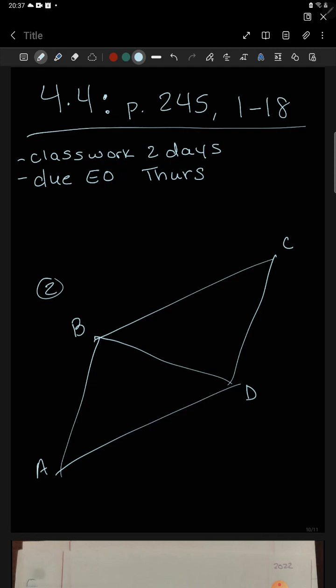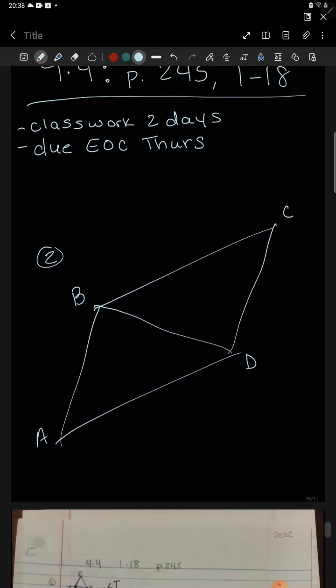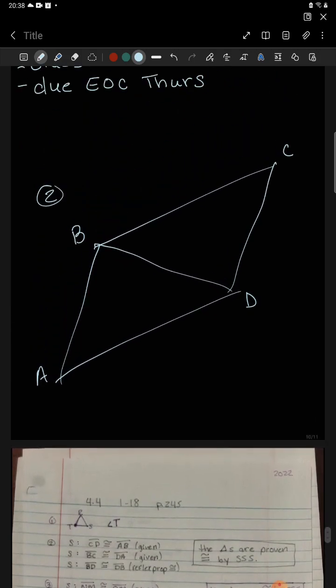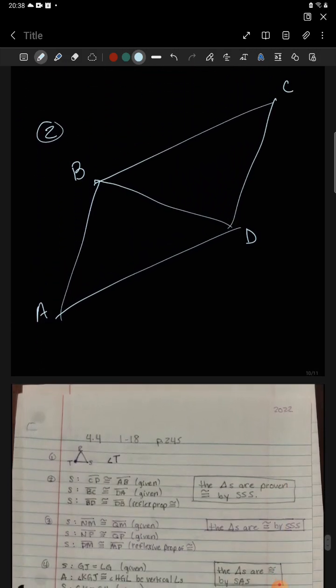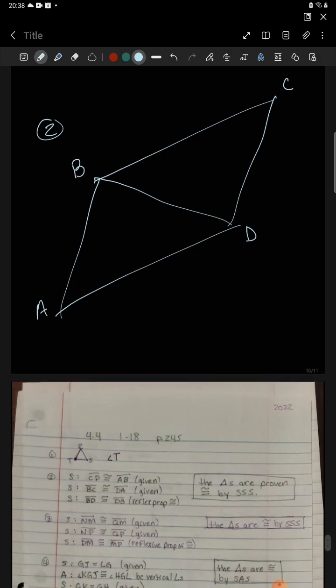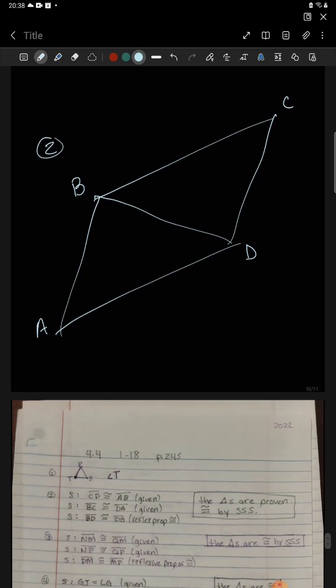Okay? All right. I'm going to have my homework for you guys. Here's a shot of my homework for you to look at. I'm also going to send the book, and you can check your answers. But this is what I want to see. Let's do number 2 together real fast. So let's look at number 2. It's on page 245. It says, use SSS to explain why the triangles in each pair are congruent.